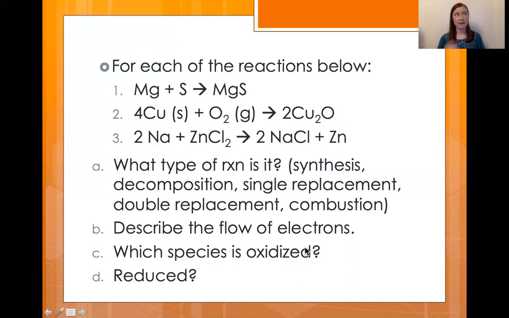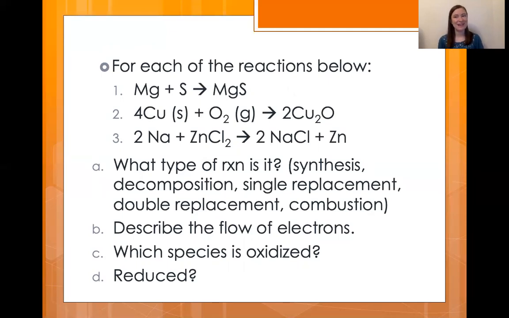So we said OIL RIG: oxidation is loss, right? So the one that's losing electrons, that's magnesium, is being oxidized, and reduction is gain, so the one that's gaining the electrons, that's sulfur, is being reduced. Let's go ahead and look at reaction number 2. This is also a synthesis reaction because we again have two elements that are coming together to form a larger compound. In this reaction, copper is forming a +1 charge, oxygen is forming a -2 charge. So we've got electrons flowing from copper to oxygen. That means copper is being oxidized and oxygen is being reduced.